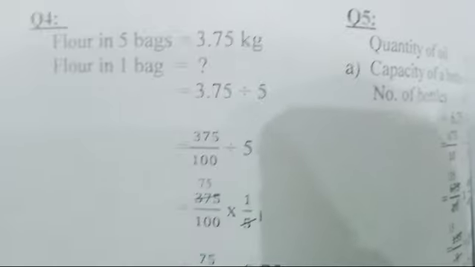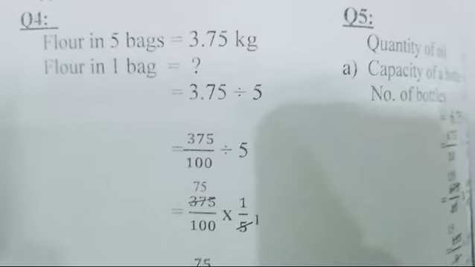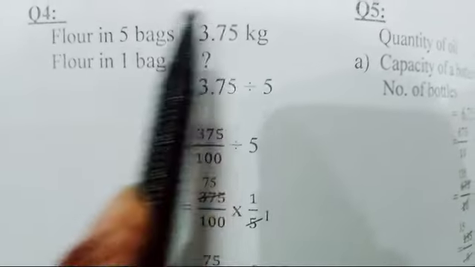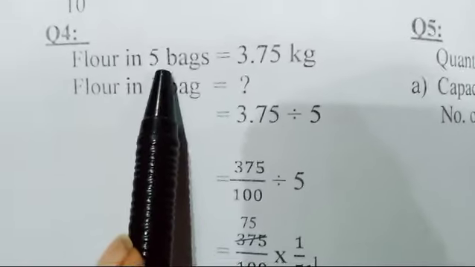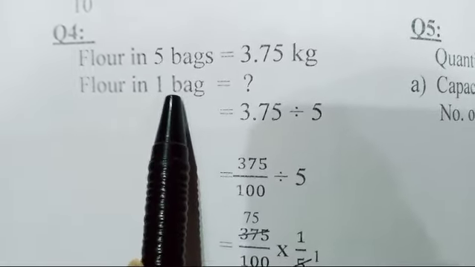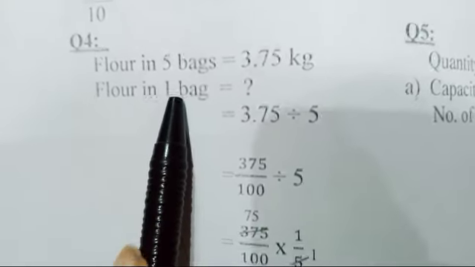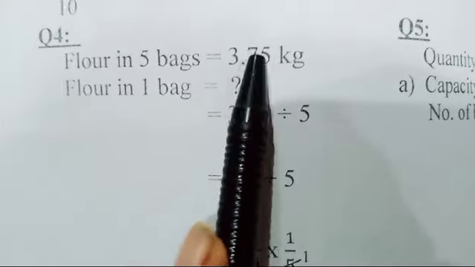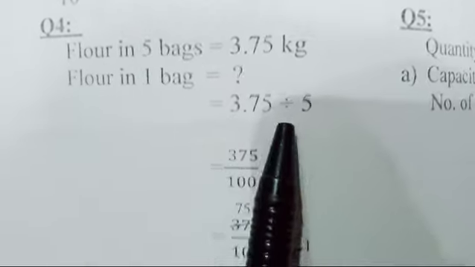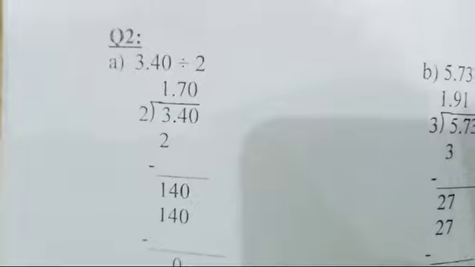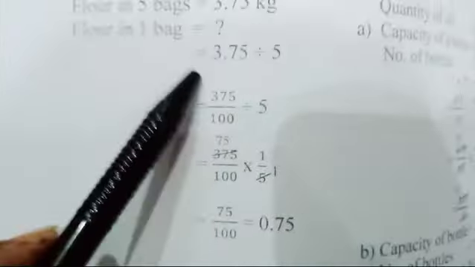Now we have a real life sum. Question 4 is, there is 3.75 kilogram flour in 5 bags. How much flour will be in one bag? Now when we have to find one, we will divide. So we will divide these two values in the same way. You can divide it in this way also, and you can solve it in this way also.